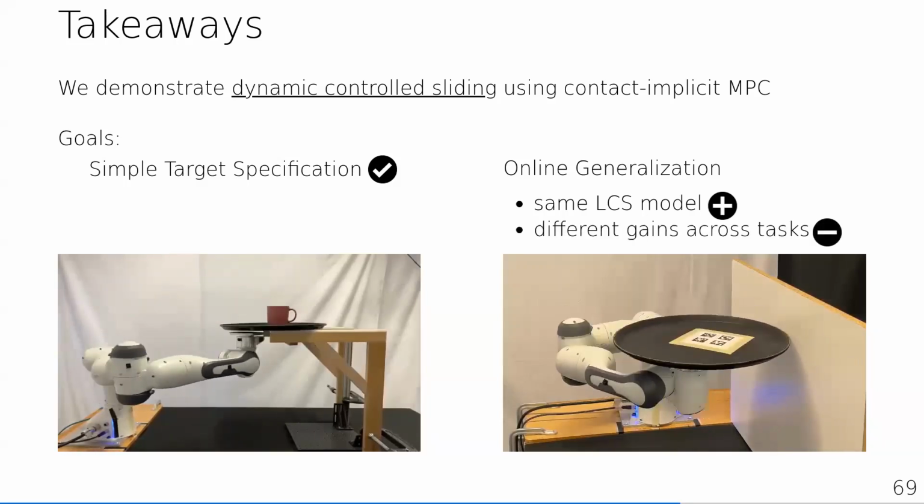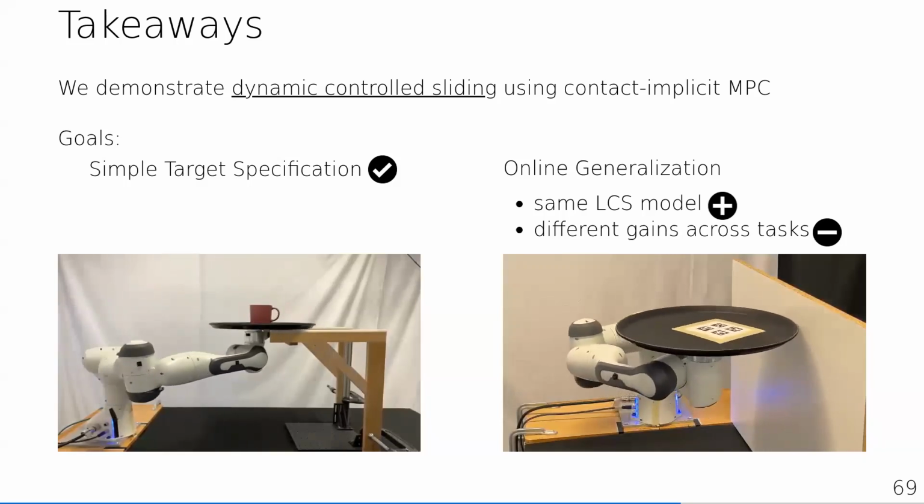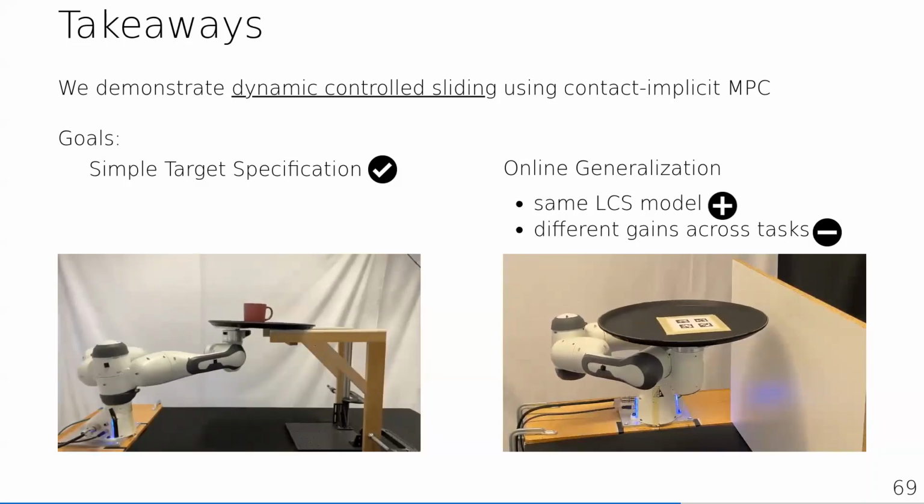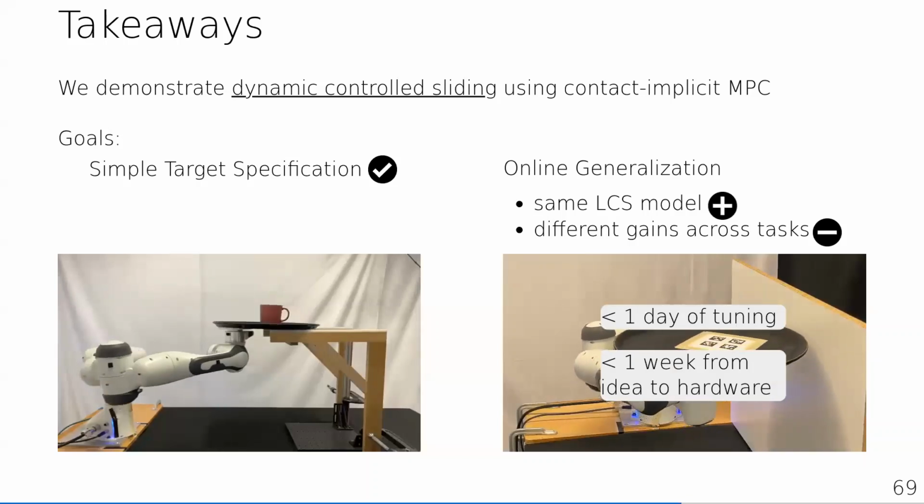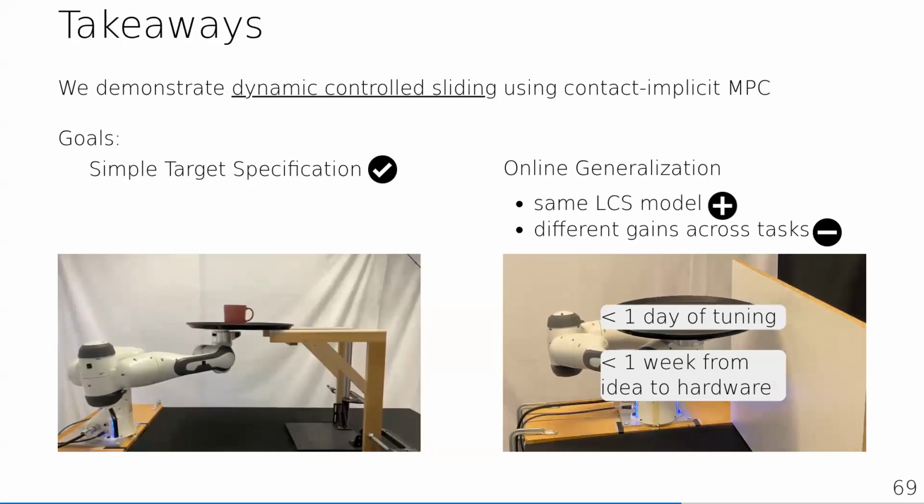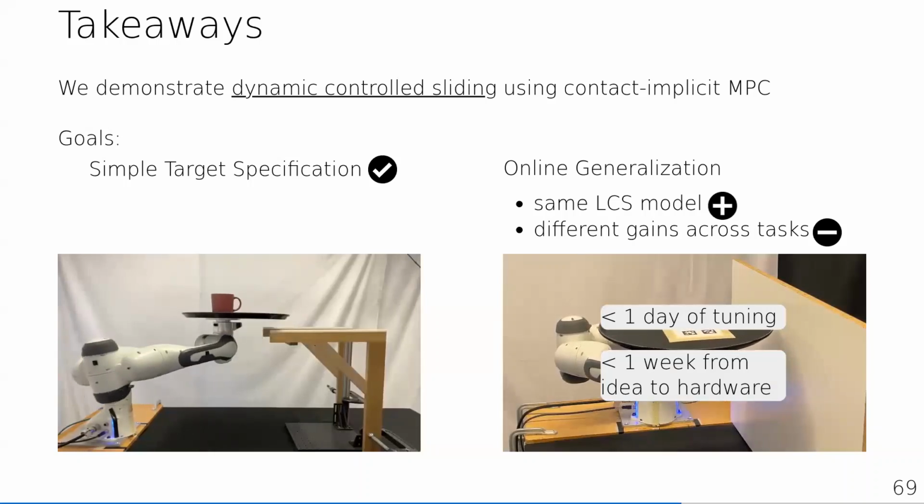However, we do need to tune a separate set of gains per task, so we didn't quite reach the goal of true online generalization. However, I do think this is a big step in this direction. Tuning the gains for this task took less than a day. And the entire process of sitting in the office with Michael, thinking about this idea for this task, and getting it to actually work on hardware took just less than a week.